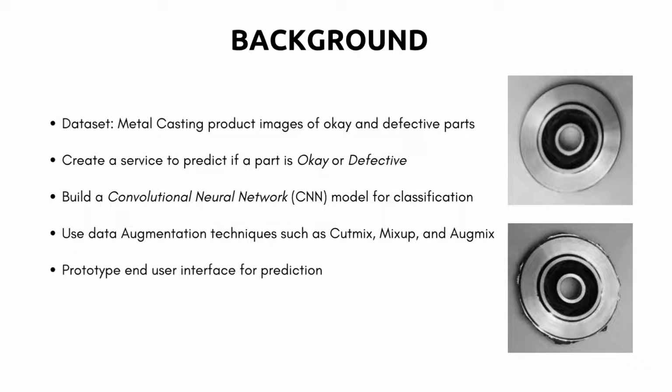This dataset contains metal casting products sourced from Kaggle, each labeled OK or defective depending on its finish. Create 3 convolutional neural network models using data augmentation techniques such as cutmix, mix-up, and augmix. The mix-up technique achieved the highest accuracy rate of 89%.